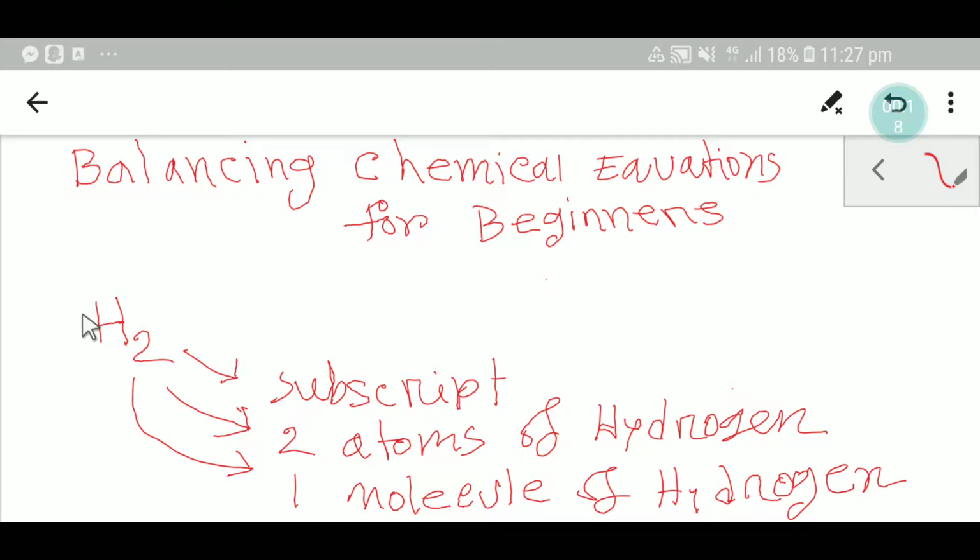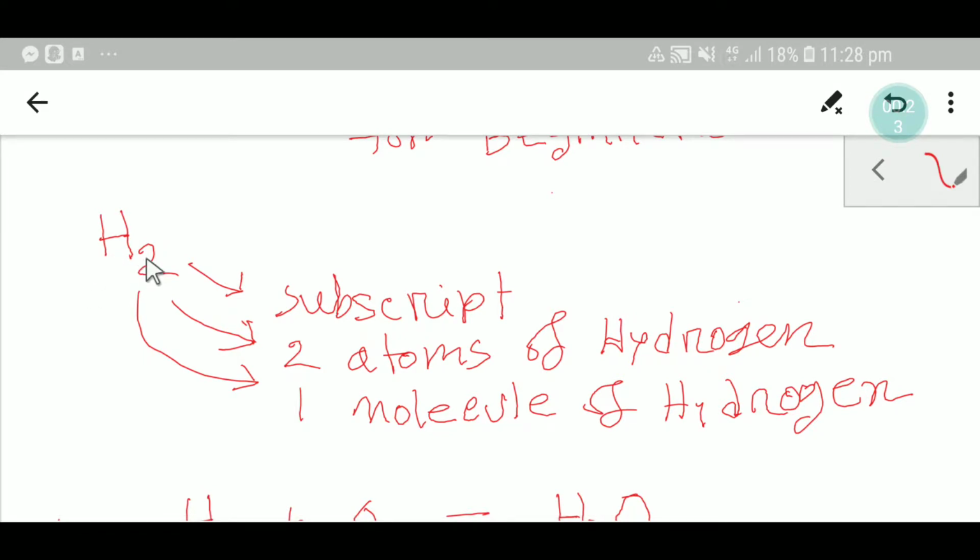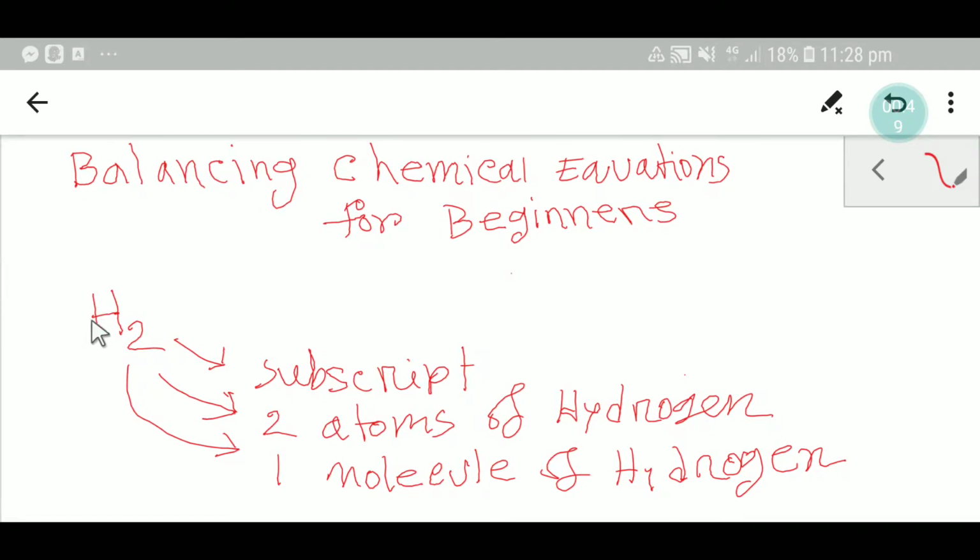Okay, this is the picture of a hydrogen molecule. It has 2 as a subscript. This subscript means two atoms of hydrogen, and H2 means one molecule of hydrogen. In only one molecule of hydrogen, we have two atoms of hydrogen. This is the subscript. In balancing chemical reactions, we don't change this subscript.